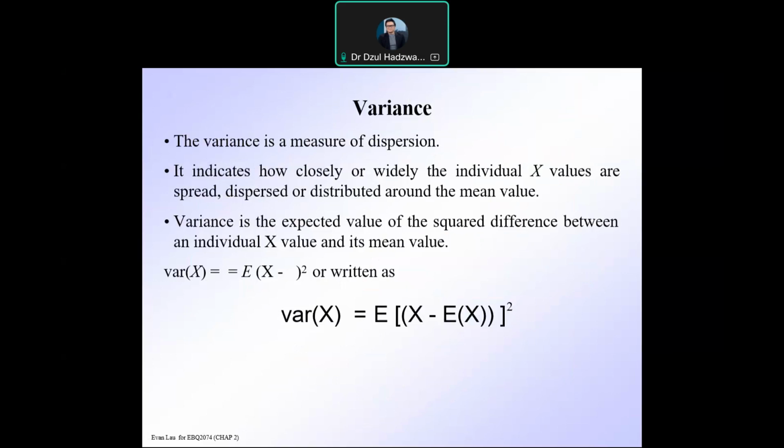Let's say the mean value is 50 ringgit, but one individual has 1,000 ringgit in their pocket. So the difference between 1,000 and 50, that is the variance. Okay, that is what it means by the variance: how far one individual in that observation is from the mean.